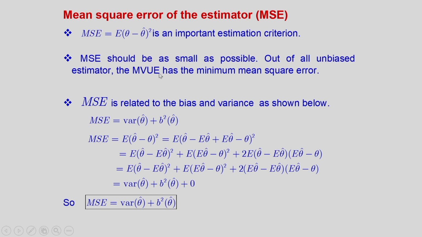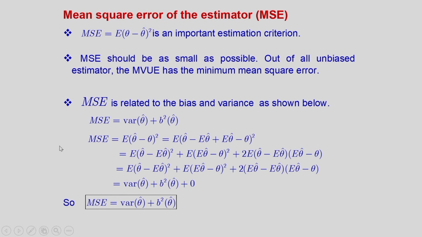Out of all unbiased estimators, the MVUE has the minimum mean square error. So, in the case of unbiased estimators, the MVUE will have the least MSE. Now, MSE is related to bias and variance as shown below. MSE is equal to the variance of theta hat plus the bias of theta hat squared.